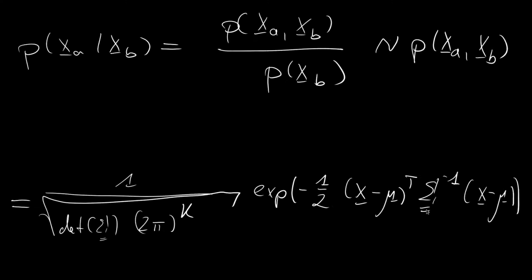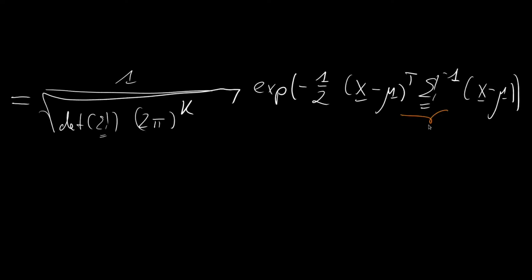For the further derivation, it is helpful to look at a precision matrix instead of the inverse of the covariance matrix. So we will note down that this is equivalent to using the precision matrix lambda, and the precision matrix is just the inverse of our covariance.